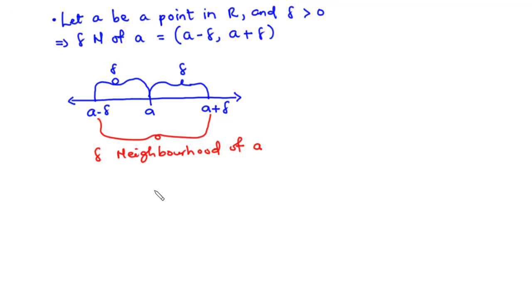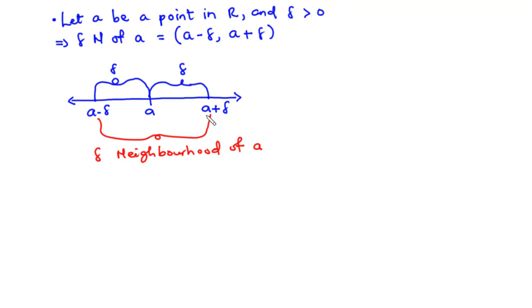Now this explains the fact that the delta neighborhood of point A is said to be the open interval containing A, where one can move some distance away from A in any direction, be it to the right or to the left, without leaving the interval, that is (A minus delta, A plus delta).